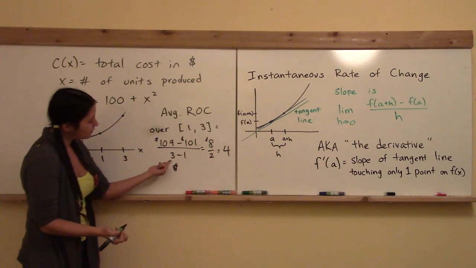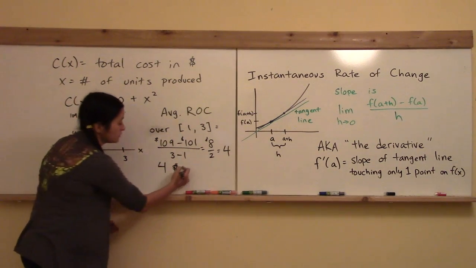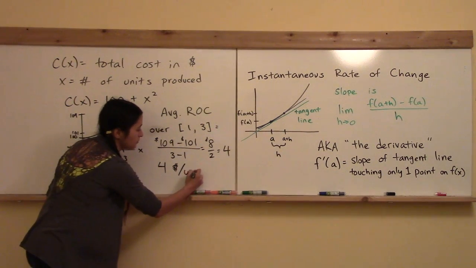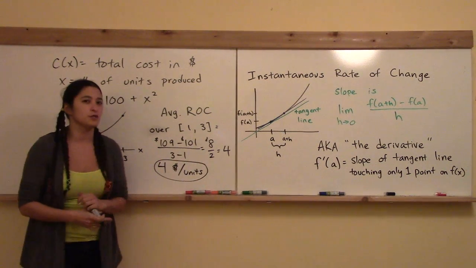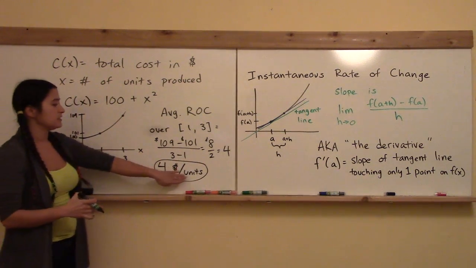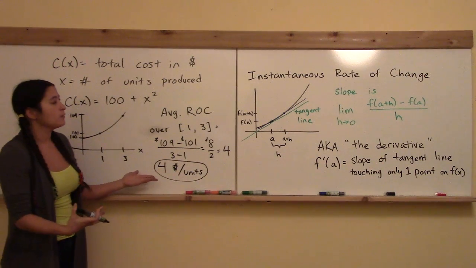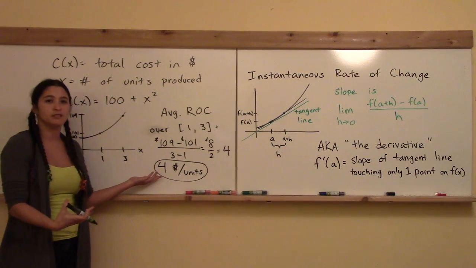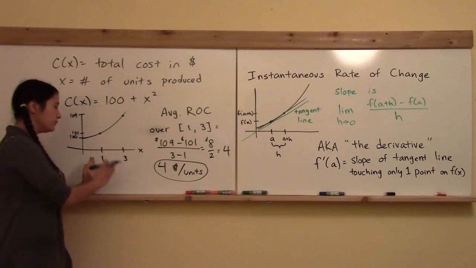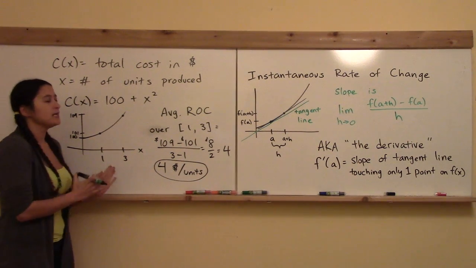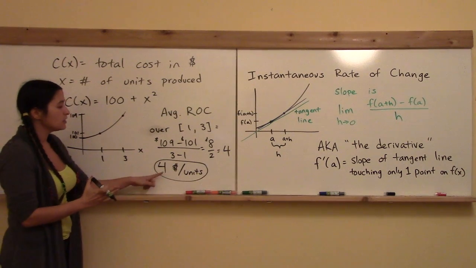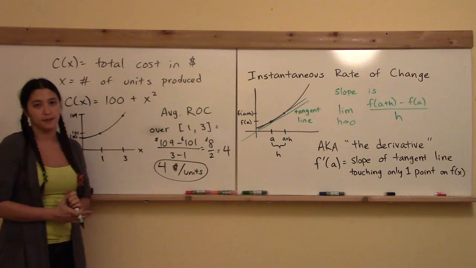And on the bottom, these were number of units. So divide by number of units. Alright, so kind of double using the word units here, but here I mean the number of units produced. And what the average rate of change represents is between the production level of 1 unit and 3 units, the average rate of change is $4 per unit.